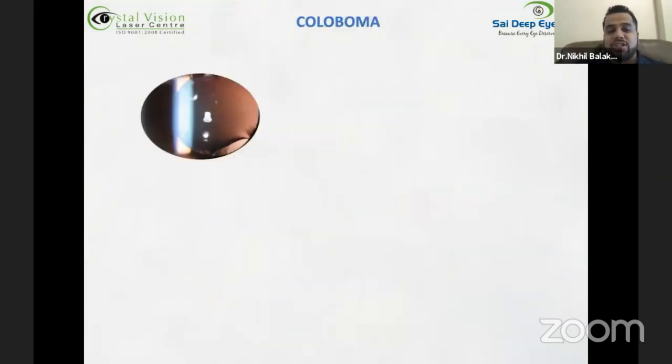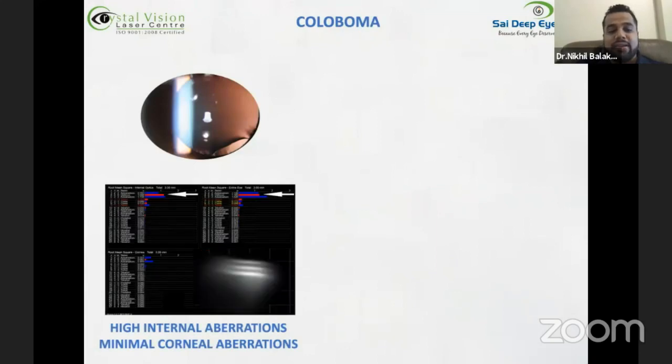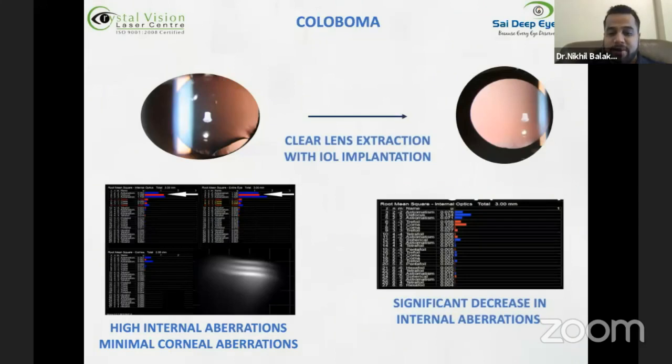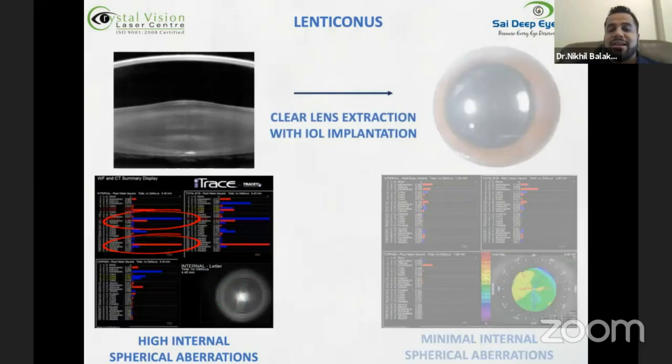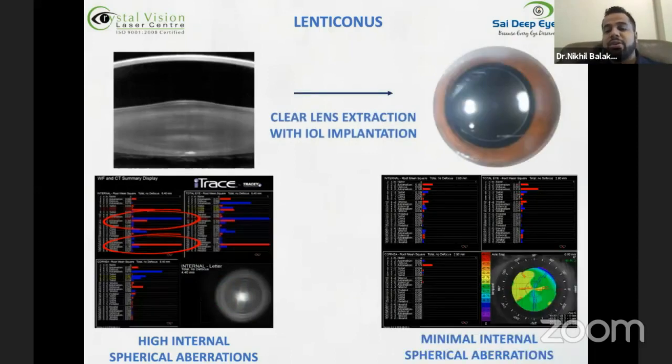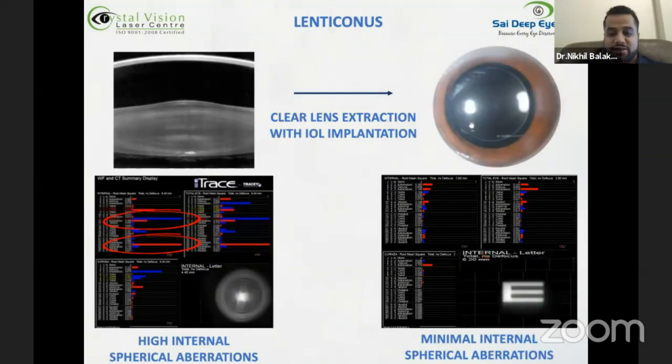Coming to lenticular conditions, this is a case of a coloboma. Again, here we see high internal or lenticular aberrations, whereas minimal corneal aberrations. A refractive lens exchange, a clear lens extraction, would significantly decrease the internal aberrations here. Finally, coming to a lenticonus, again, high internal spherical aberrations. Post a clear lens extraction, the patient is much better with a minimal amount of internal spherical aberrations.